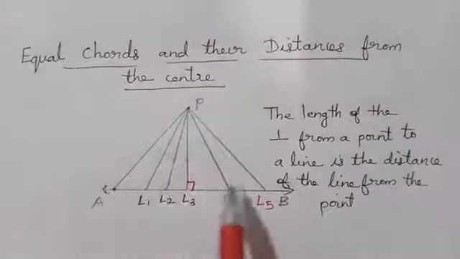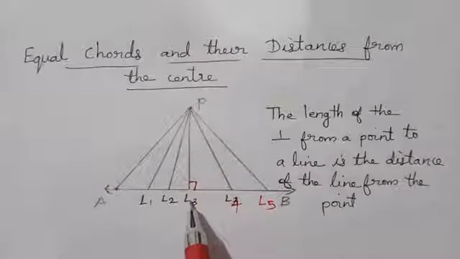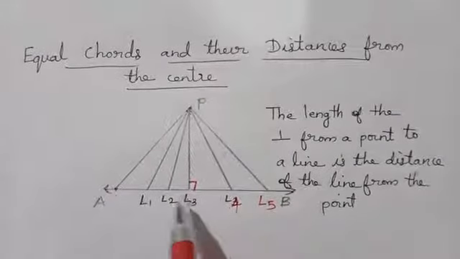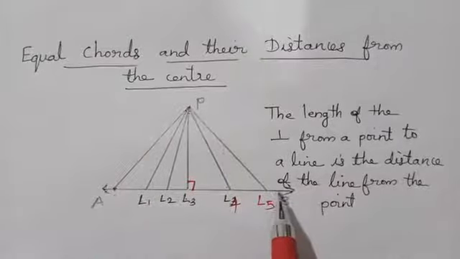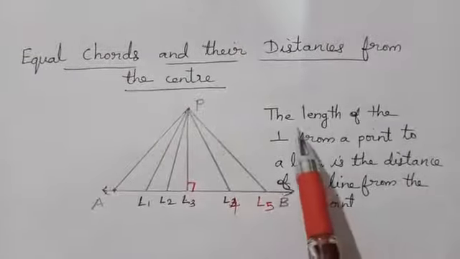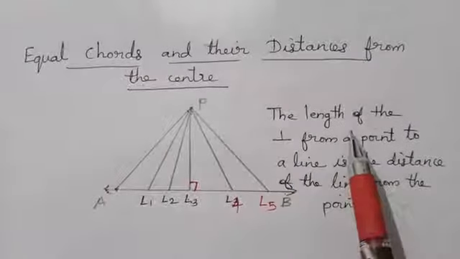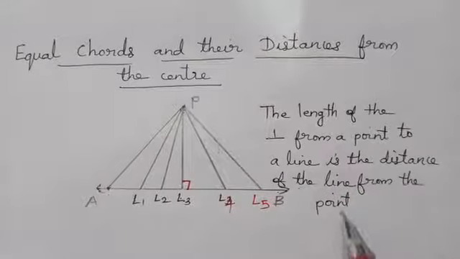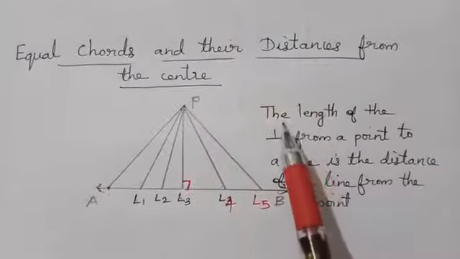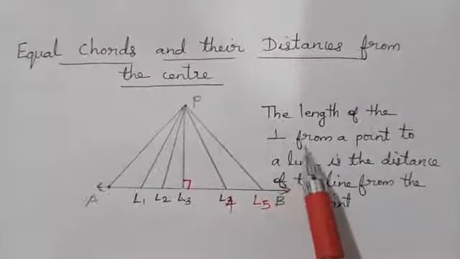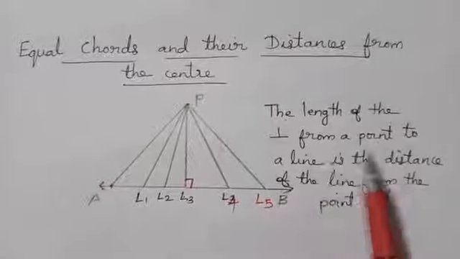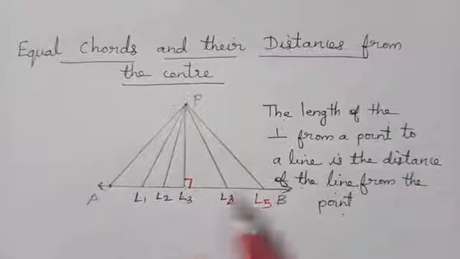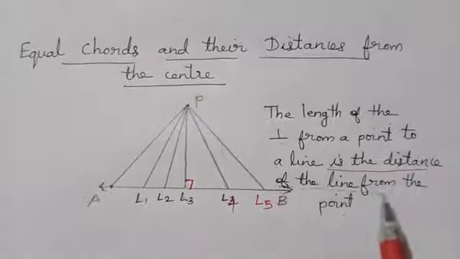Out of these line segments, this PL3 is perpendicular to this line AB. We can say that the length of the perpendicular from a point to a line is the distance of the line from the point. I repeat, the perpendicular from a point to a line is the distance of the line from the point.